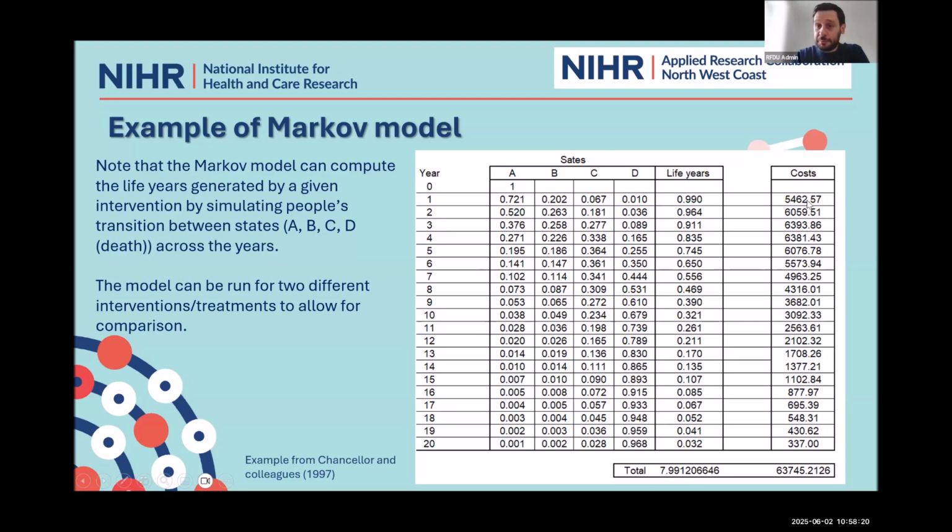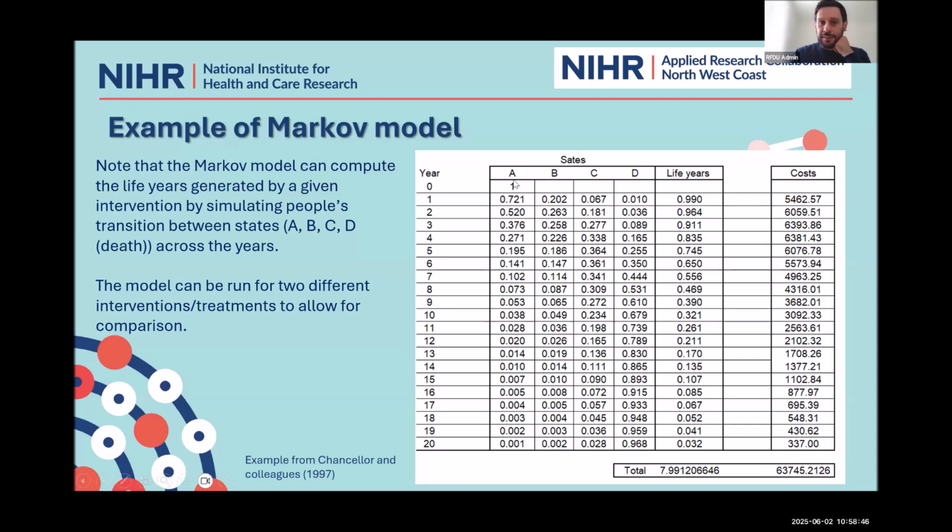And the same, you will have some certain costs associated with each cycle. So if people move to state B, they will have certain costs associated again with medications or particular interventions. And you will have to add up all the costs, and you end up with these costs associated with this particular intervention. And you can replicate the same calculation for the other comparators.